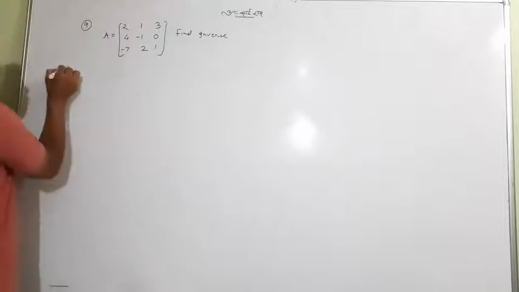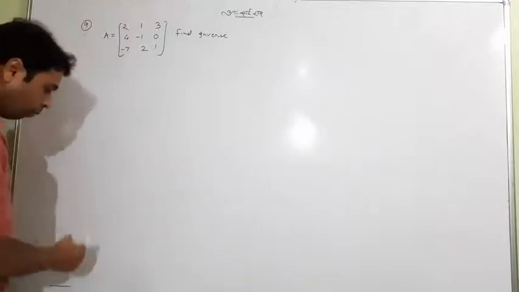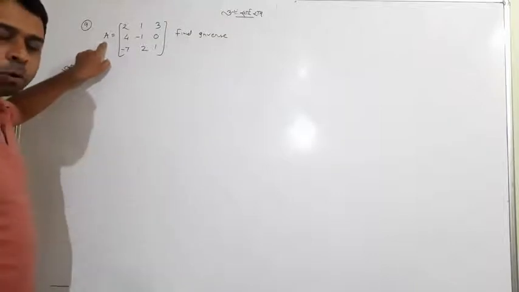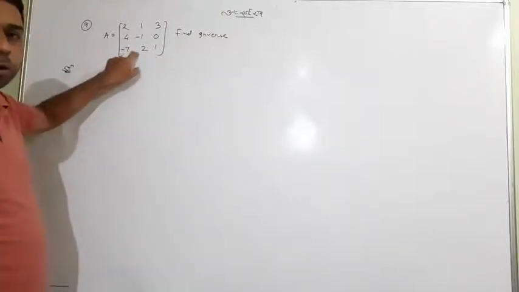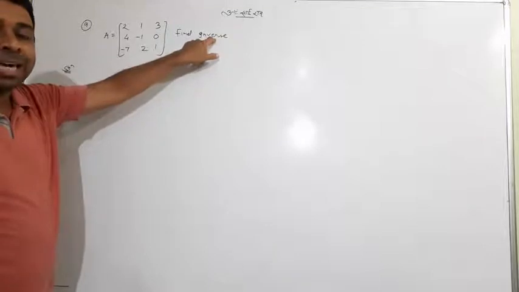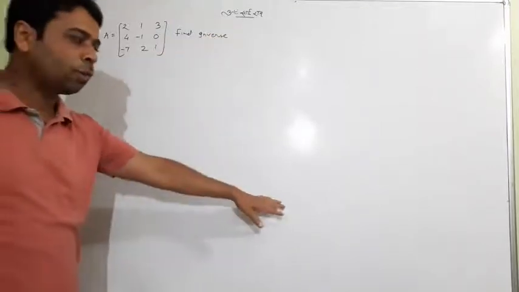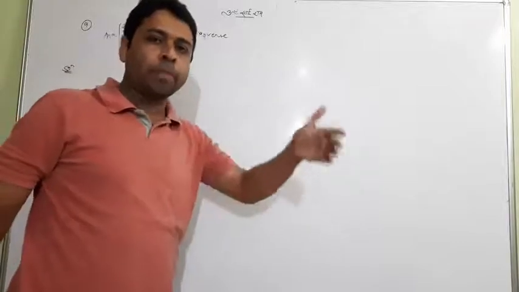Okay, so first of all, in your book A is not given. You simply take A equal to or B equal to, something like that. So I'm taking A equal to. I want inverse, meaning A inverse. So the procedure says, what is A inverse? I taught the formula. Adjoint A upon determinant A.